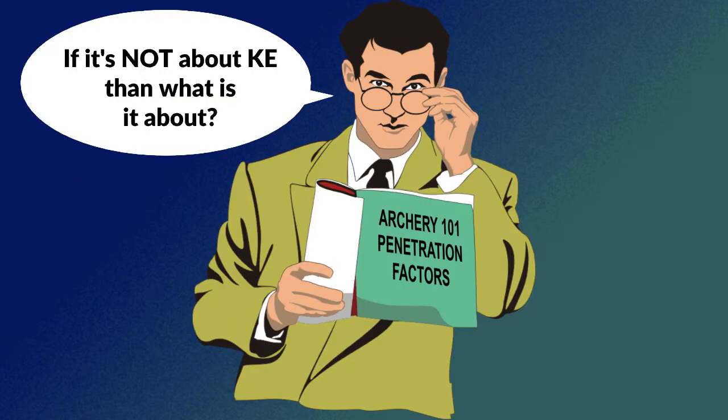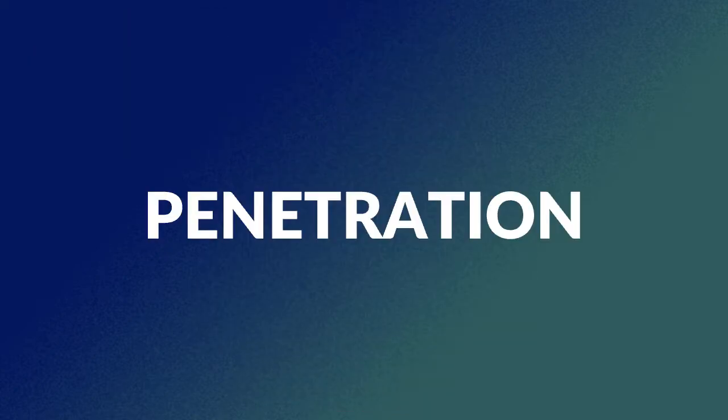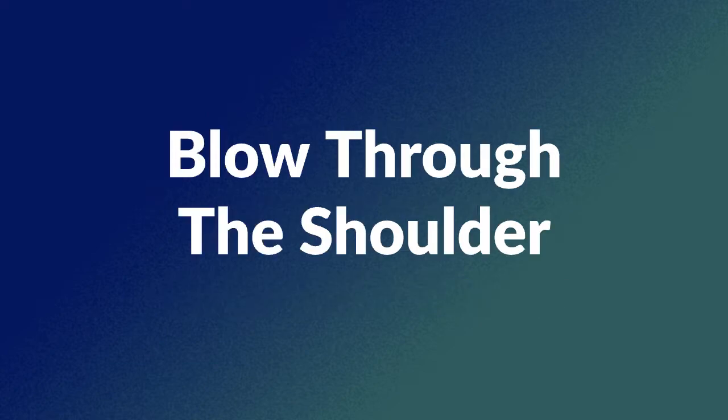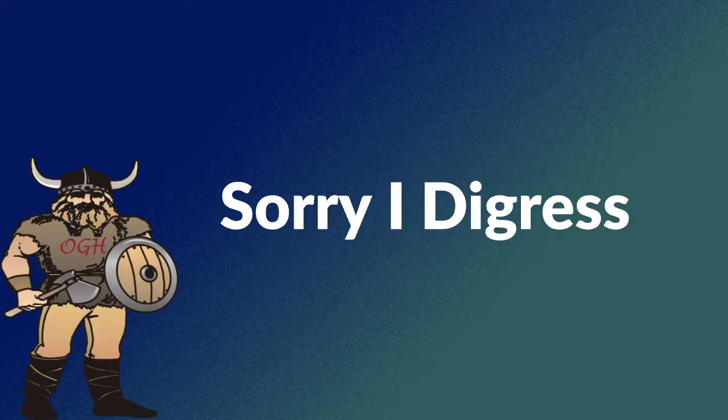If it's not about kinetic energy, what is it about? With an arrow, it's about penetration. I'm not saying that light, fast setups are inadequate, because when used properly, they work. Personally, I want to shoot an arrow that will blow through the shoulder of any animal I'm hunting. Sorry, I digress.